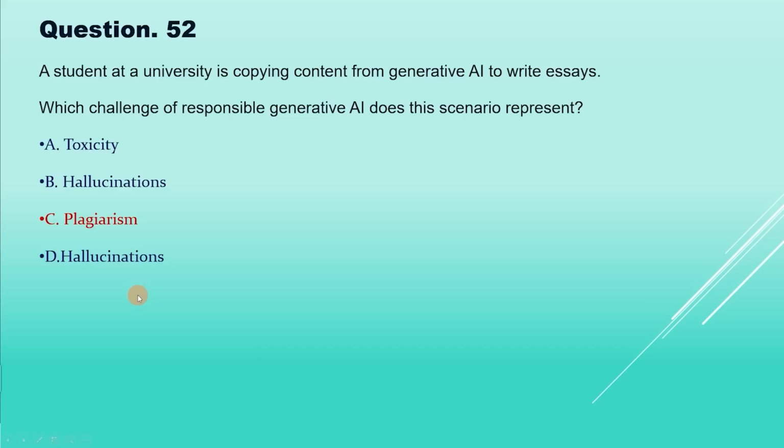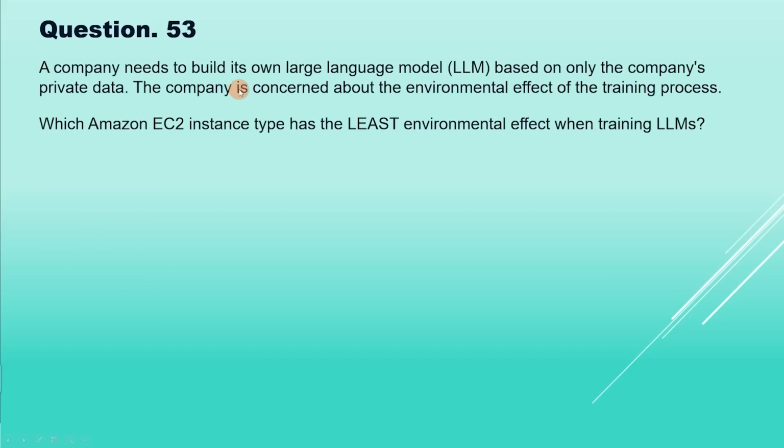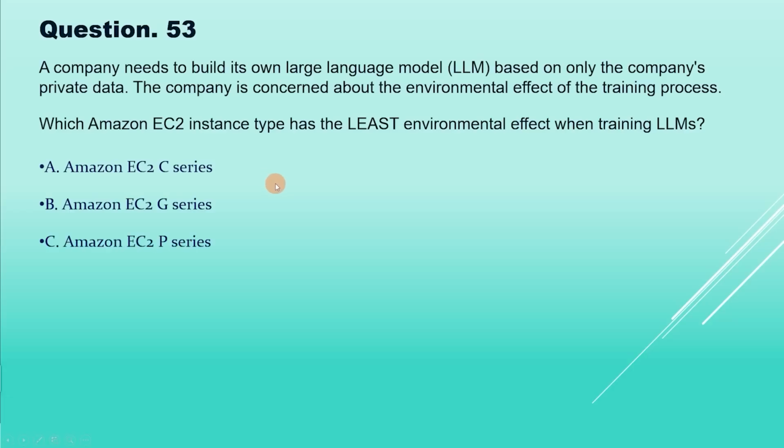Now question number 53. A company needs to build its own large language model based on only the company's private data. The company is concerned about the environmental effect of the training process. Which Amazon EC2 instance type has the least environmental effect when training LLMs? And here are the options. Amazon EC2 C series, Amazon EC2 G series, Amazon EC2 P series, Amazon EC2 TRN series. So try to guess the correct answer.